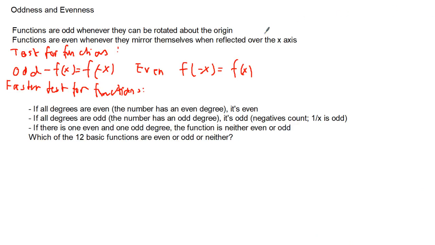So that brings me to the next point, which is oddness and evenness, right? So what is an odd function? Well, an odd function is a function that whenever you rotate it 180 degrees about the origin, it replicates itself. It mirrors itself, right? And then functions are even whenever they mirror themselves when reflected over the y-axis. So this is the test for functions. Odd functions are like this, and even functions are like this.